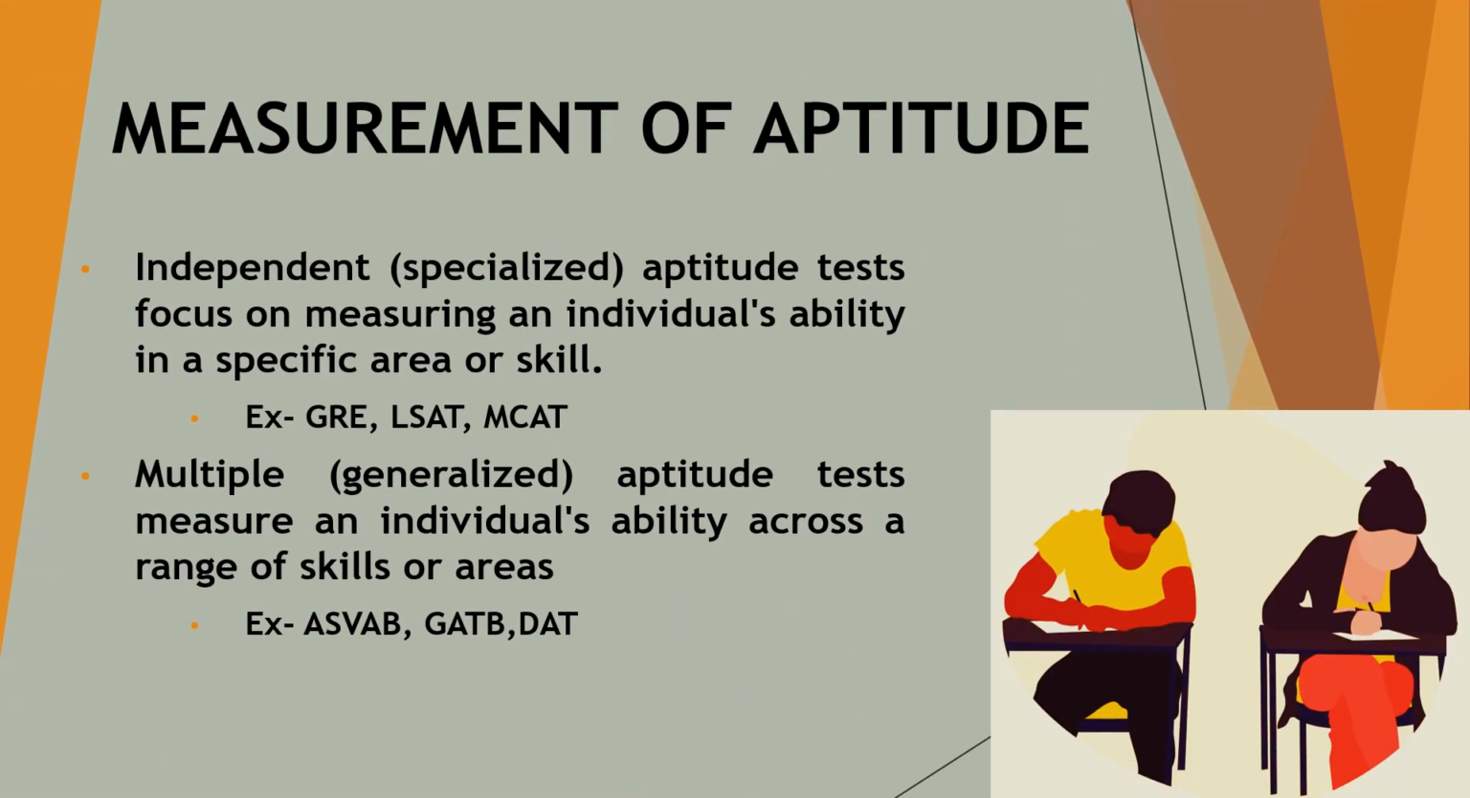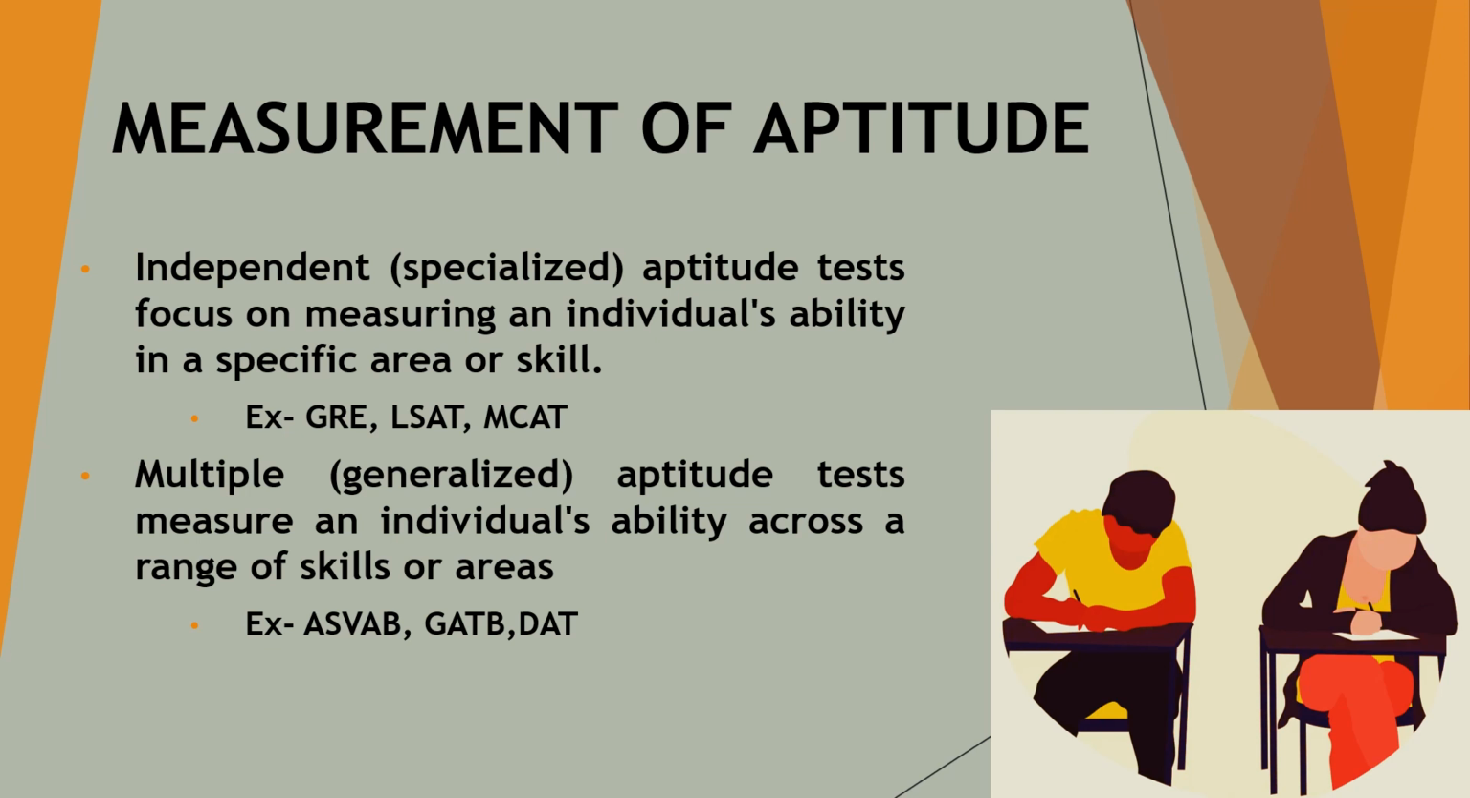Measurement of aptitude. Aptitude measurement is the process of assessing an individual's potential. Aptitude measurement is an important tool for both individuals and organizations because it helps to identify strengths and weaknesses. It helps in guiding career decisions and improving hiring and training processes.